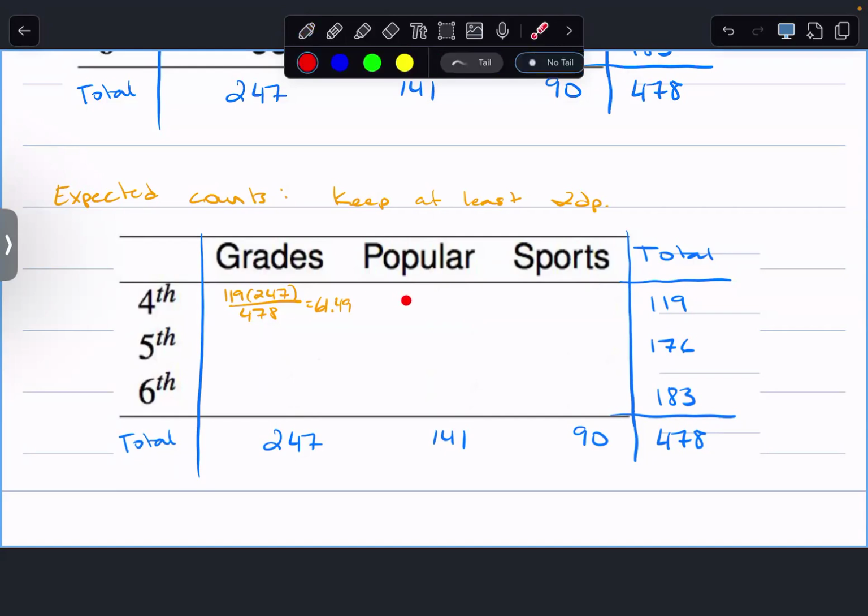I'll show the math for just a few more, but then I'll rip through and calculate the expected counts. So 119 times 141 divided by 478. Oops, I said I was going to write it down, didn't I? I get 35.10. I'll do this one: 176 times 247 divided by 478.